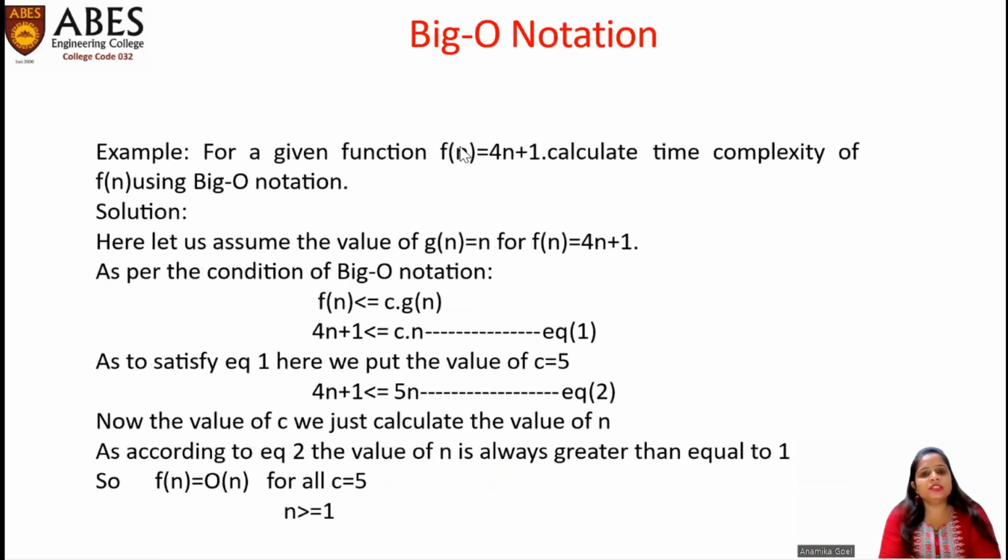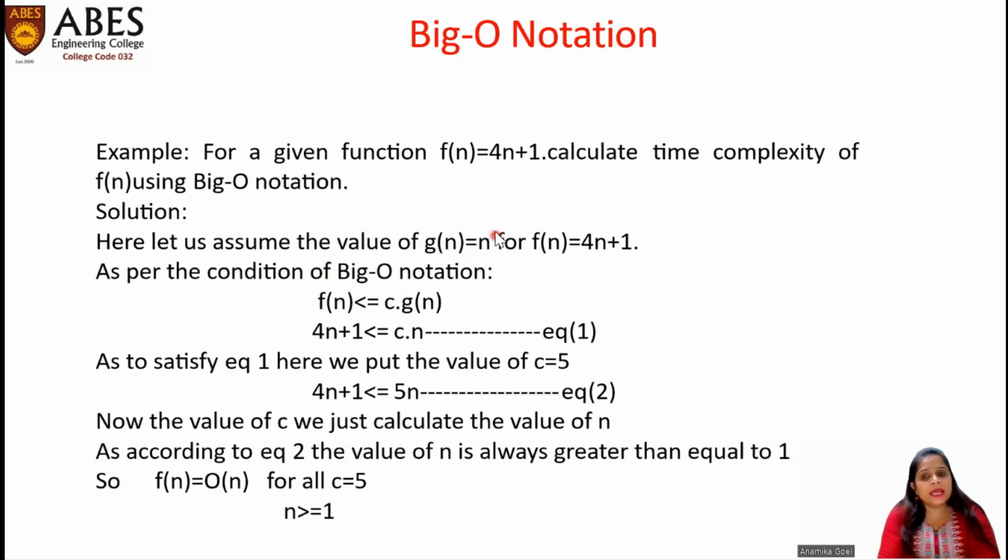Here we have a function f of n equal to 4n plus 1. Now I have to calculate the time complexity of f of n using Big O notation. So as per the conditions of Big O notation, f of n is less than or equal to c dot g of n, where c is a positive constant. Here the value of f of n is equal to 4n plus 1. Now what about g of n? Let us assume the value of g of n is equal to n.